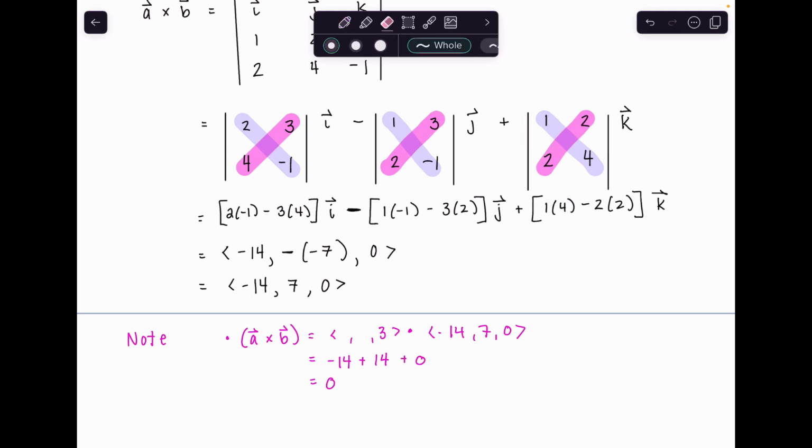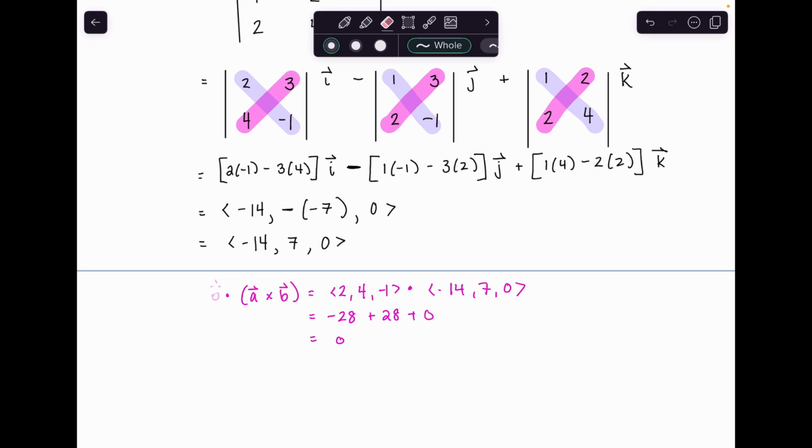And then if I change this to the vector B, that is 2, 4, negative 1. So 2 times negative 14 is negative 28. 4 times 7 is positive 28. And then the last component is 0. So you still end up with 0. So you can see this vector is orthogonal to A and to B. So we don't really need that. Now at this point, you can just trust that the cross product is always going to result in a vector that's orthogonal. So let's get some more practice.